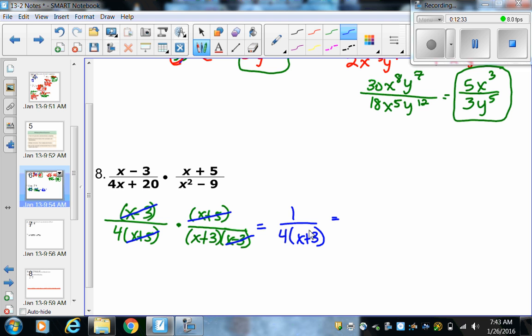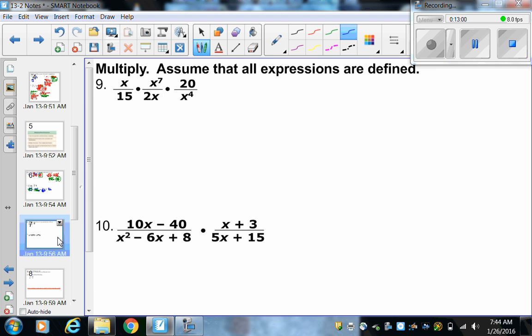So this could be seen as an answer, or if you FOIL this, not FOIL it, but distribute it back out, this would be an answer. So depending on who wrote the answer key, or if it was a multiple choice test, it may have this as your answer or it may have this as your answer. Both of these are correct. Okay, at this point I want you to pause the video and try these two examples for yourself.